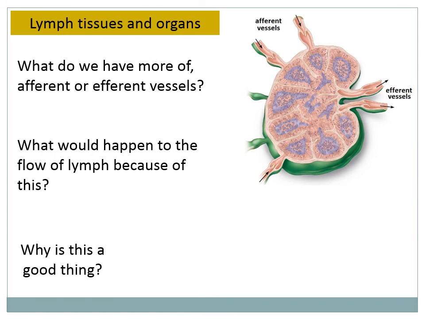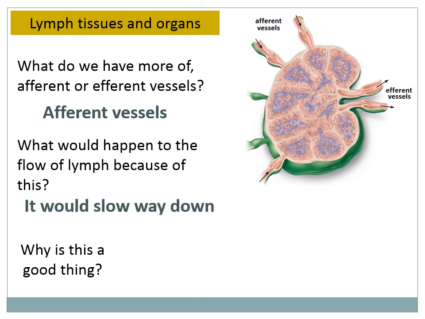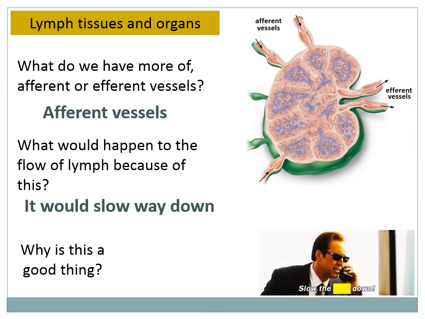Looking at this picture here, what do we have more of? Do we have more afferent or efferent vessels? We have more afferent vessels. So you can see here that we have more afferent vessels coming in. Now, what would happen to the flow of lymph because of this? While in the lymph node, our lymph is going to slow way down. And Nicolas Cage over here is telling it to slow the yellow box down. It's going to slow down.